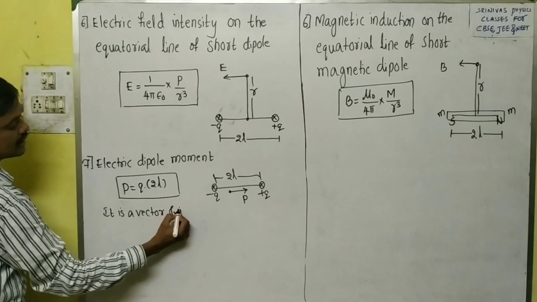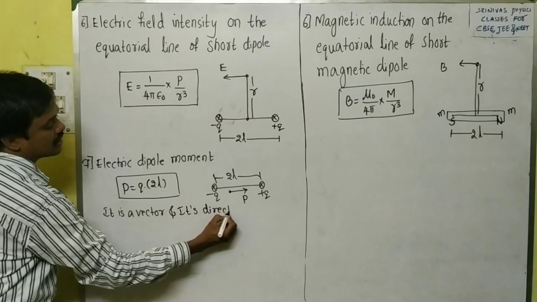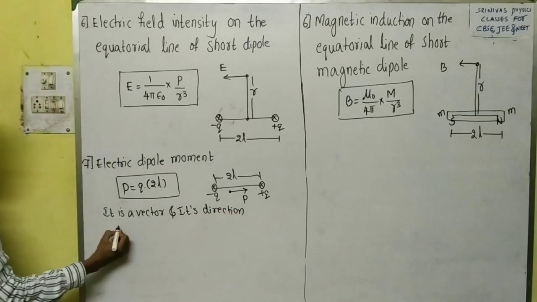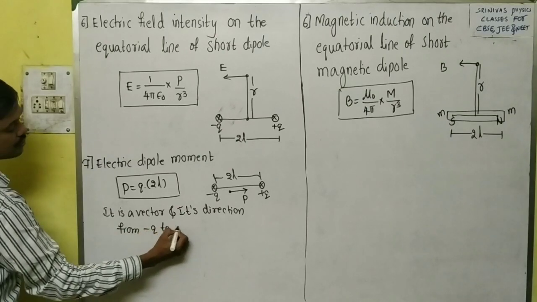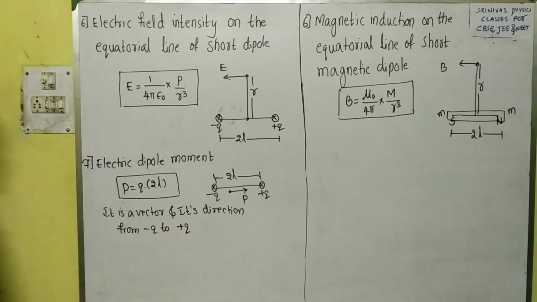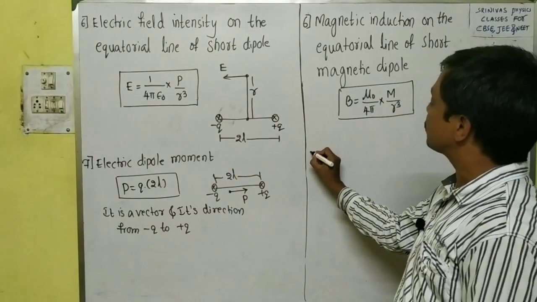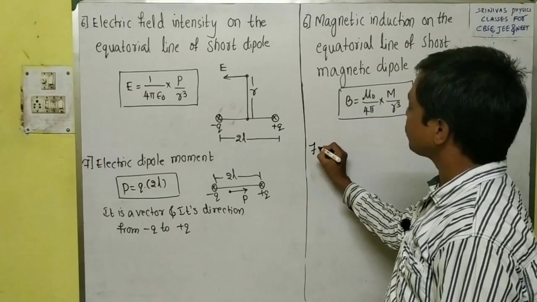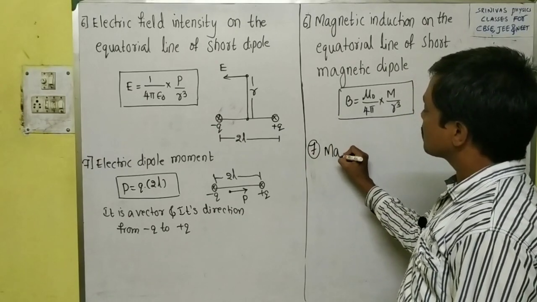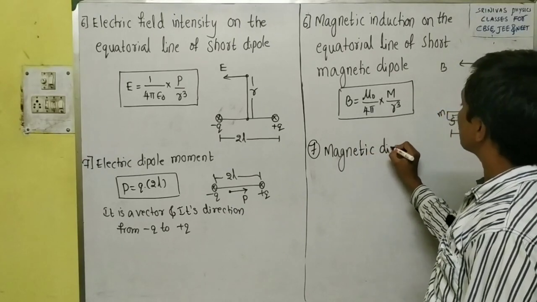It is a vector, and its direction is from minus q to plus q. What about the magnetic dipole moment? What is a magnetic dipole and what is the magnetic dipole moment?